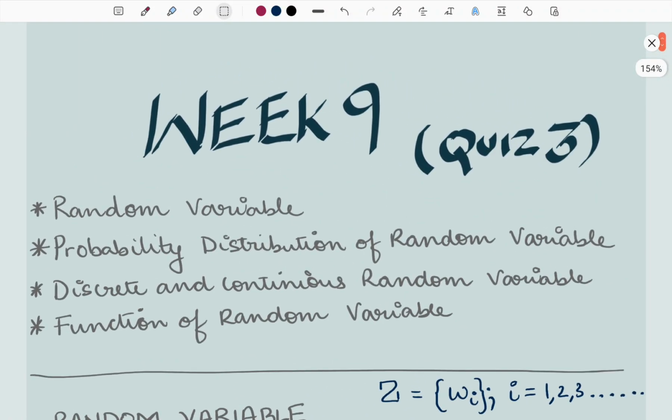Hi everyone. This is a continuation of quiz 3 revision, and here we will be discussing week 9. The topics we will be covering are random variable, probability distribution, and discrete and continuous random variables with functions of random variable. It's mainly graphs. Further, we will also be doing some questions. So let us start.